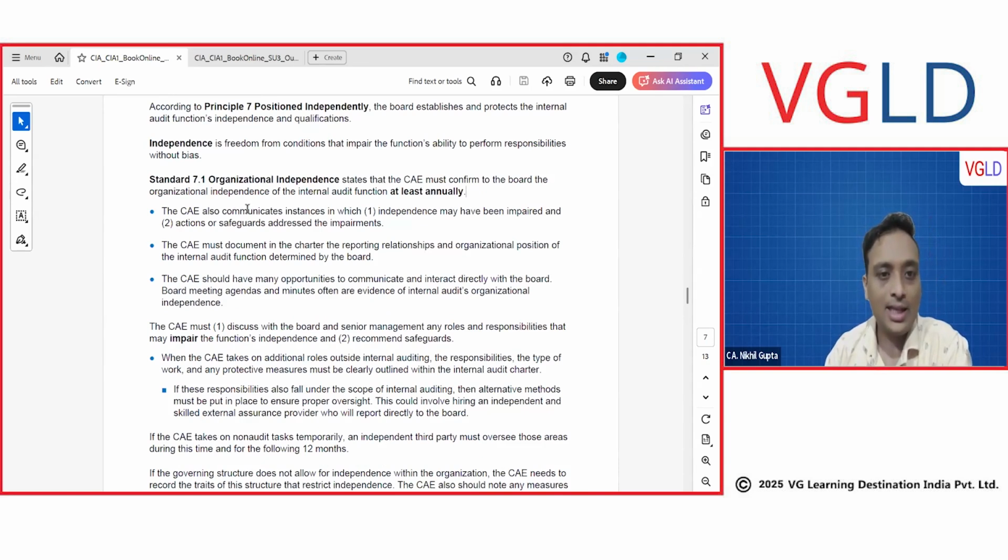First point, the CAE also communicates the instances in which independence may have been impaired and the actions of safeguard to address the impairments. We discussed one case where a scope limitation applied. So what other options do we have? Do we alter the design immediately if your scope is limited during the course of the engagement? Or do you have any other options to explore? Any answers?